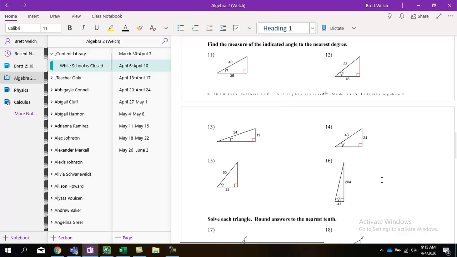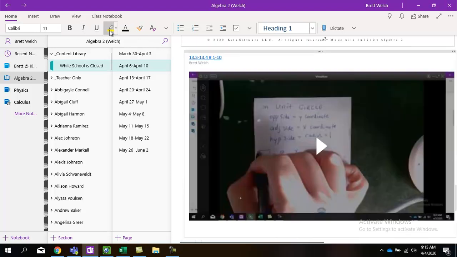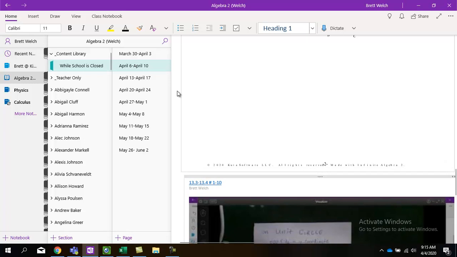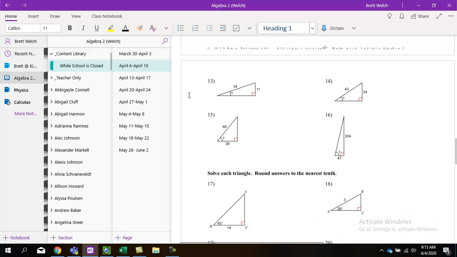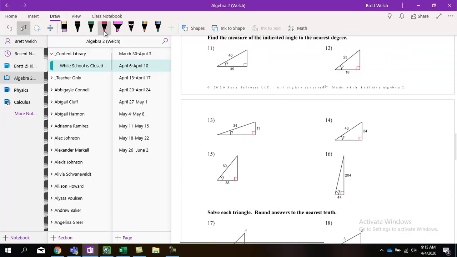Well, it really depends on which sides of the triangle you have. From this angle's perspective right here, we don't have the opposite side. We have the adjacent side and we have the hypotenuse. That makes this a really good candidate for cosine.